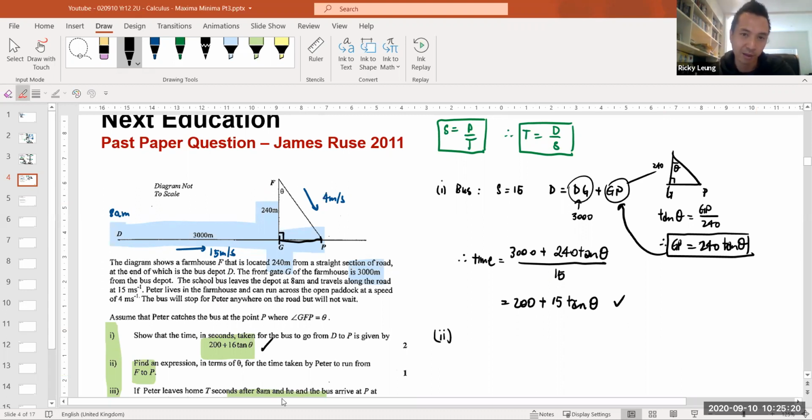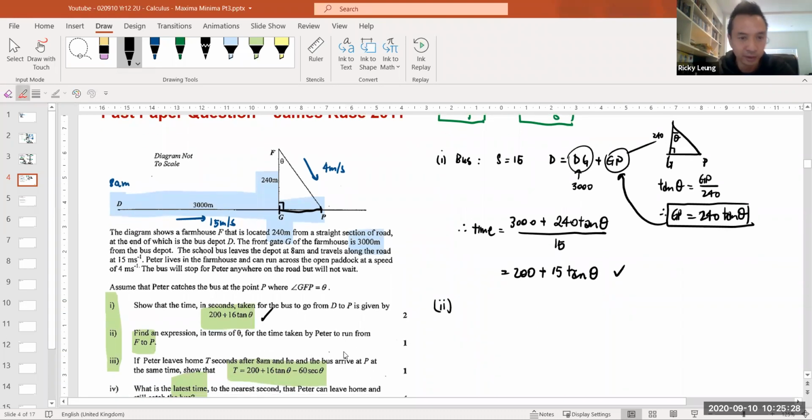Now I need the time that Peter takes, and then we will work out, hopefully, a combined time. So part two: find an expression in terms of theta for the time taken by Peter to run from F to P. Once again, it looks like SOHCAHTOA, because I don't have that distance, but I do have 240 and theta, and the hypotenuse is missing. You can also glance at the next part: there's sec in there, which is one over cos. So I'm going to use SOHCAHTOA to get that distance.